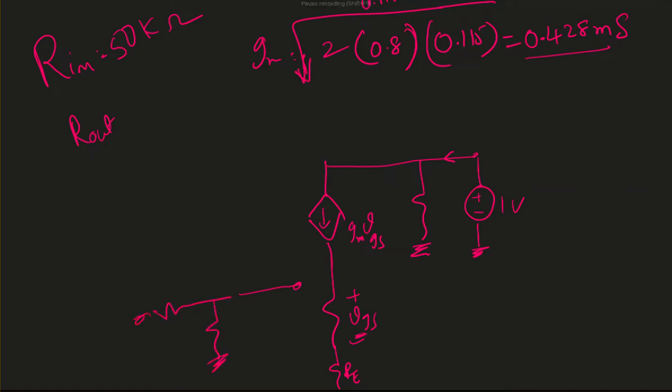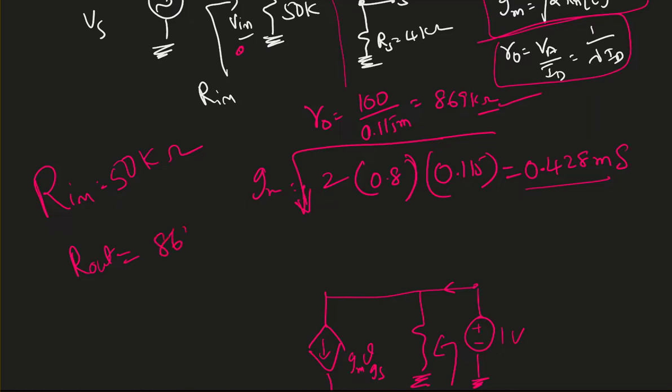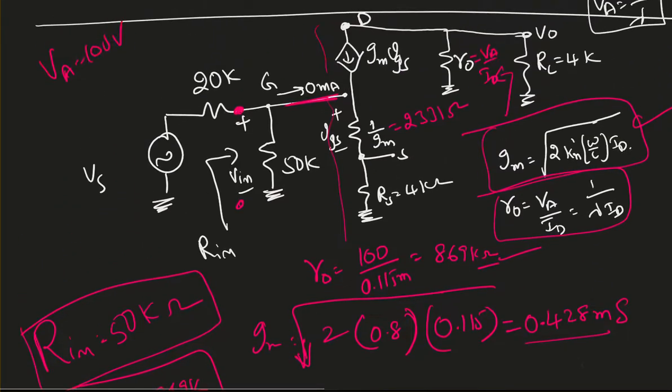If I do not have any voltage there, the voltage there is going to be 0. So my VGS is 0. In that case, there won't be any current passing through it. My output resistance is the same as the resistance between the source and drain. So here that value is a big number, like 869 kilo ohm. So I found the output resistance, I found the input resistance. Now our goal is finding the gain.